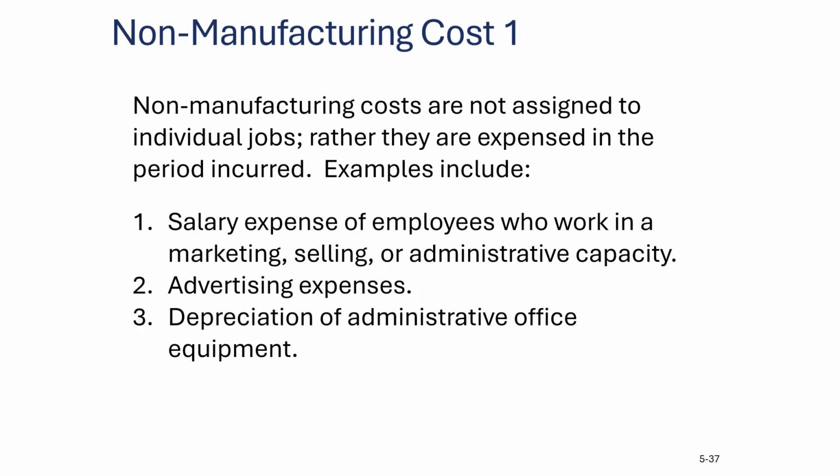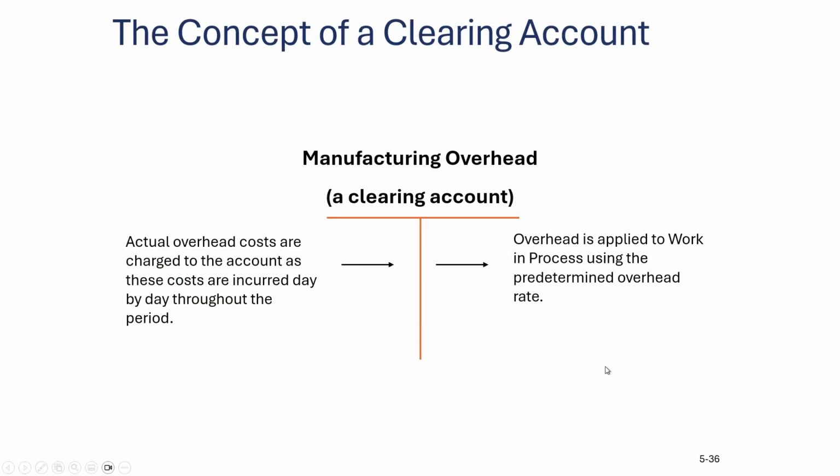So we'll look at that in the next few slides, as to what happens if this manufacturing overhead account has a balance at the end of the year. Okay, to us it is a clearing account. So let's park that question. We're going to answer that in the next few slides.